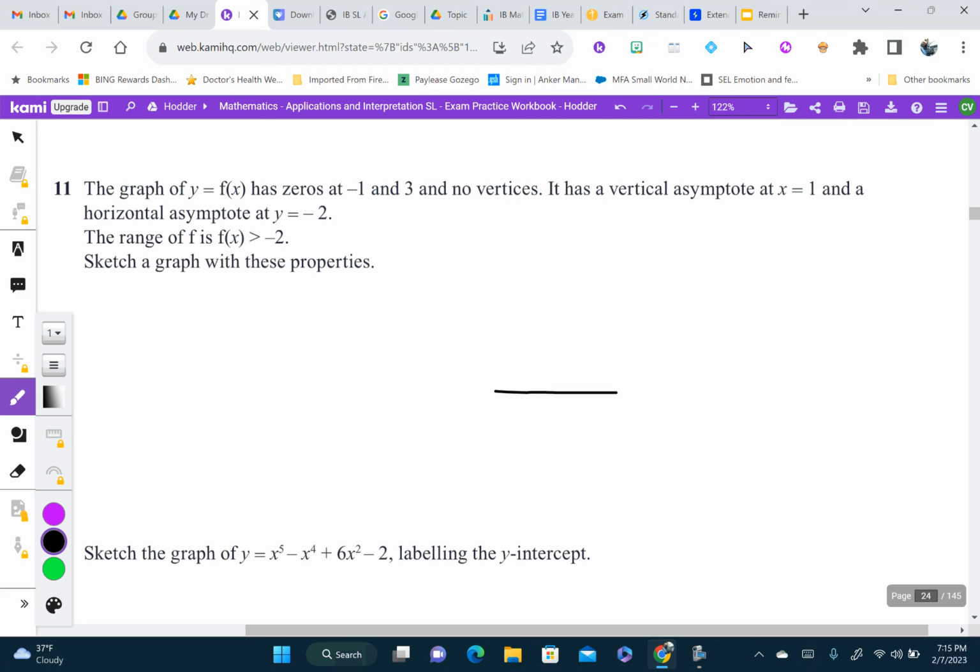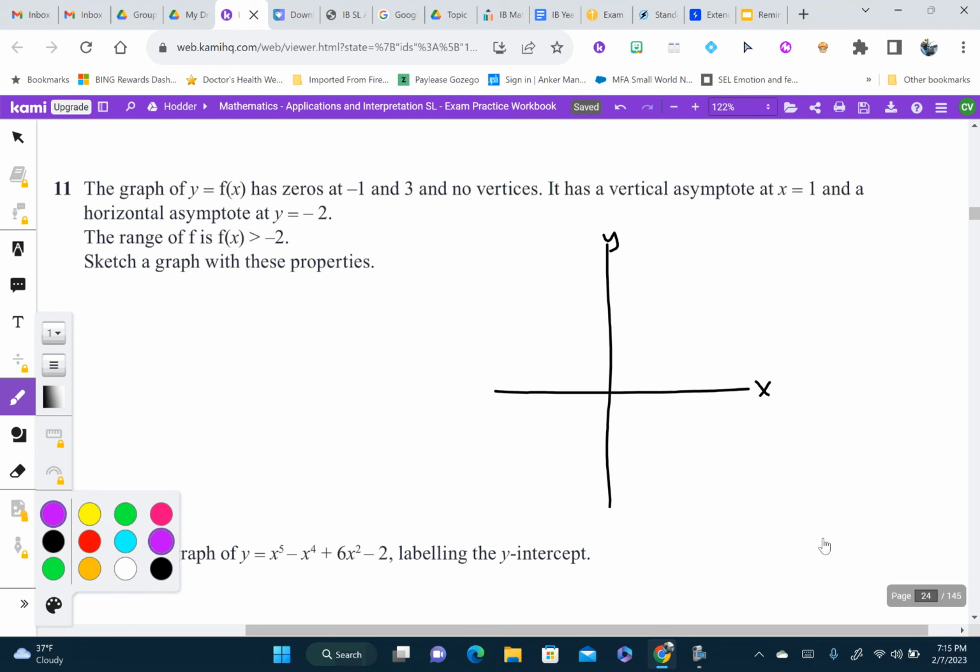So first thing we want to do is draw our x and y. So here's our x, here's our y. It tells us that it has zeros at -1. So at -1 right here, I'm going to put a 0. And at 1, 2, 3 right here, I'm going to put another 0. So the graph has to go through those points.